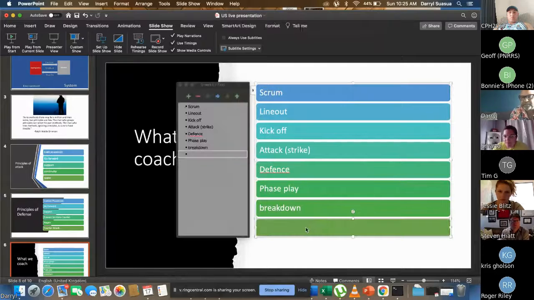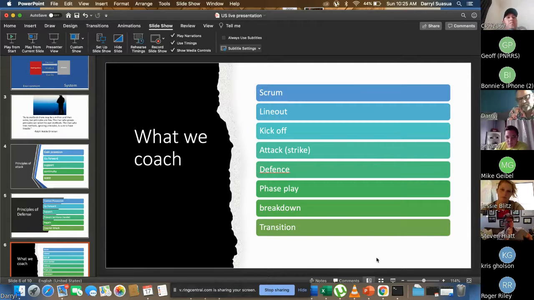Now, the last thing we're going to coach, this one here, transition. The transition would be, we're on attack, we lose the ball, suddenly we've got to go into defense, and we have systems to get into defense quickly. The other one is the opposition's got the ball, we counter ruck, we get it back, now we're into counter attack. Okay, so those are the 8 parts of the game we would look at coaching. So can anybody think of anything else they think we might actually have to coach outside of those things?